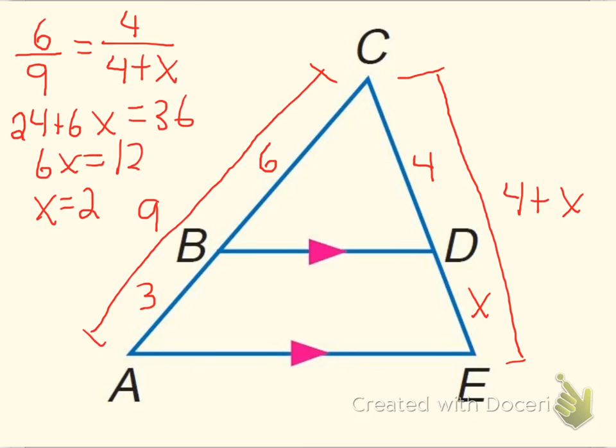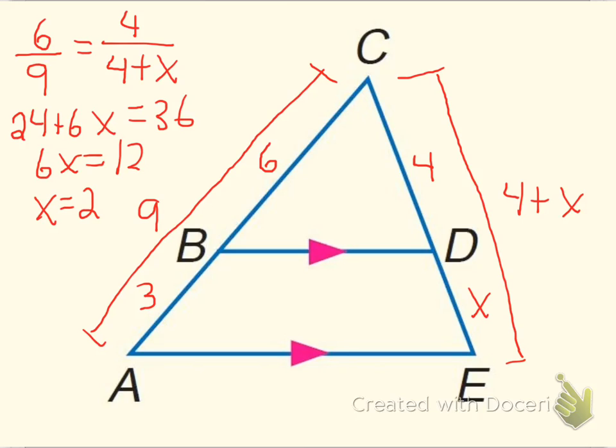So as you can see, we form the proportion. We cross multiply, remembering to distribute the 6 not only to the 4 but also to the x. Subtract 24 from both sides to get 6x equals 12, and then finally x equals 2.